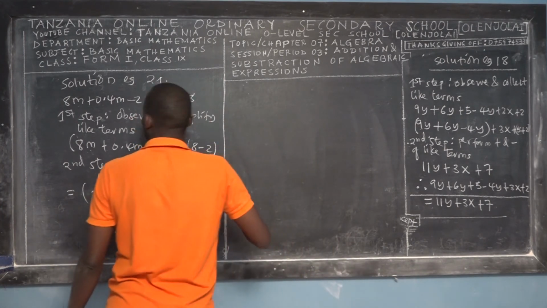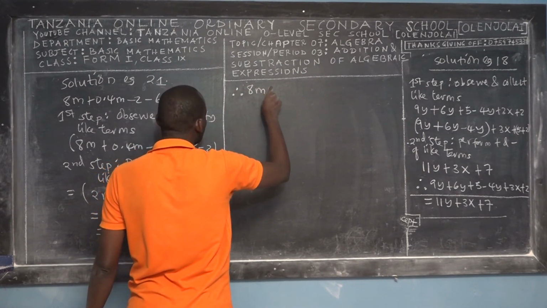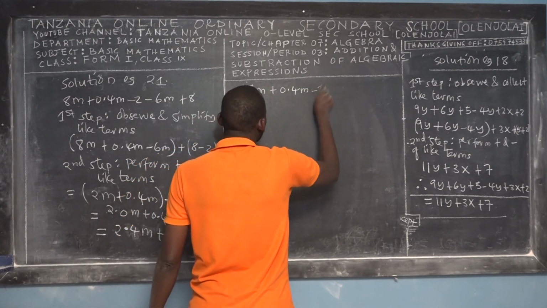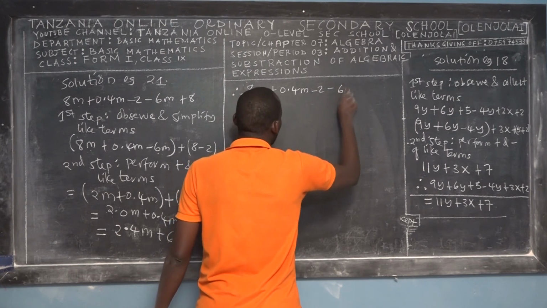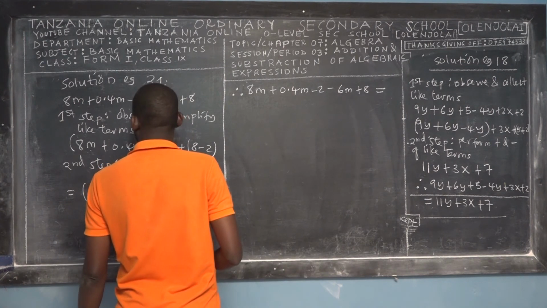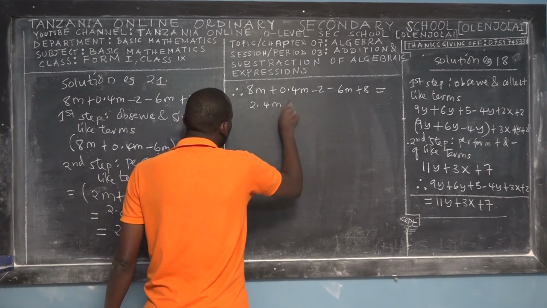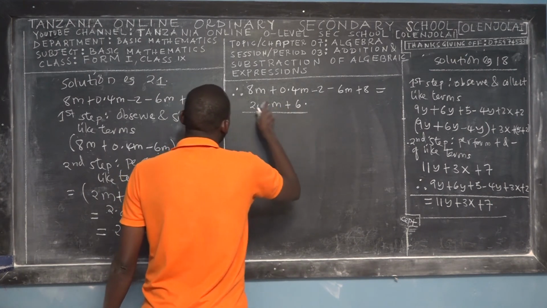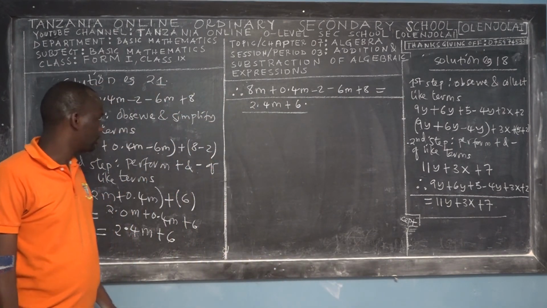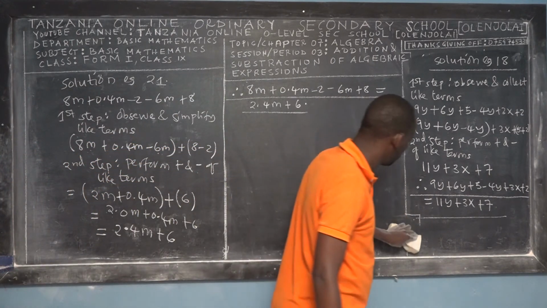Therefore, we say that 8m plus 0.4m minus 2 minus 6m plus 8, right? There are 5 terms. This is equal to 2.4m plus 6. So that is the final response.